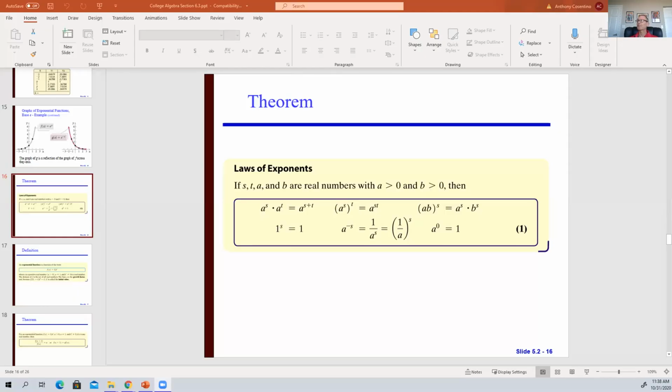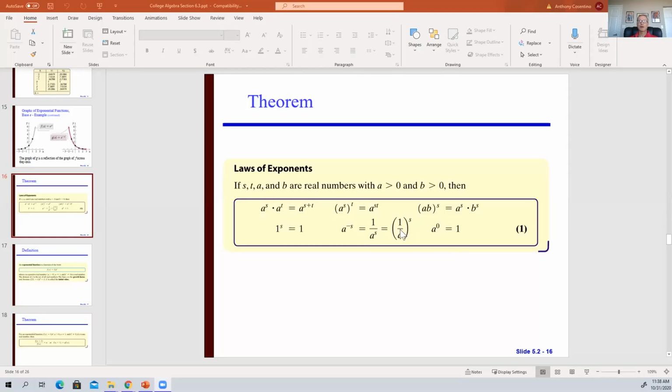Hello, class. This will be a continuation of section 6.3 of exponential functions. The previous recorded lecture talked about graphing. Now we're going to talk about manipulation in the algebra of the exponential functions. And I'm going to show you a slide that will come in quite handy for those of you that are just seeing this for the first time.